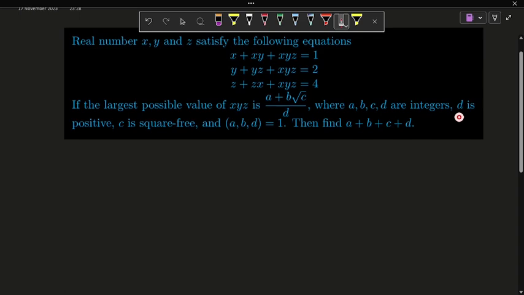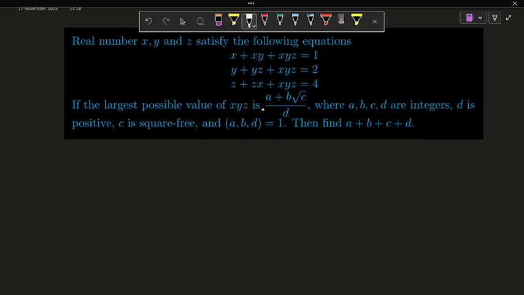Today we are gathered here to solve this quick and simple problem from algebra. The problem statement is we have got three equations in x, y, and z, and then we have to find the largest possible value for this product xyz, and then we have to represent it in the form of a plus b root c upon d, where of course c is a square free integer and a, b, d are all integers, and the GCD of a, b, d is 1, and hence we have to compute this sum, which is a plus b plus c plus d.